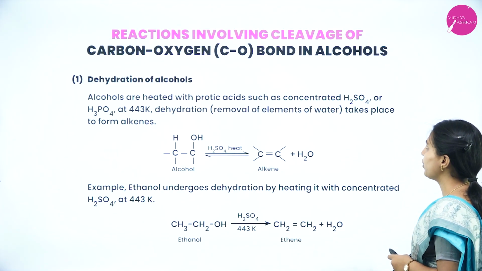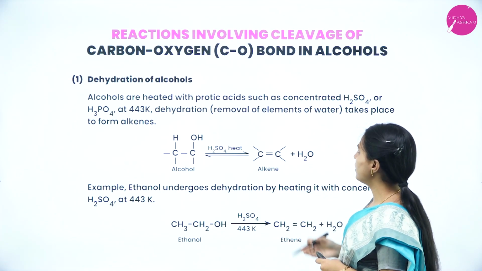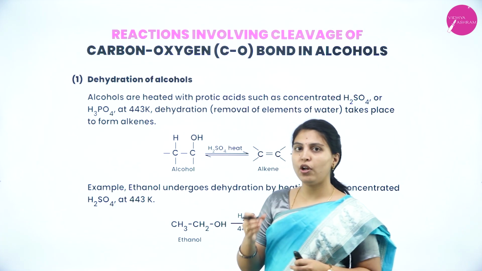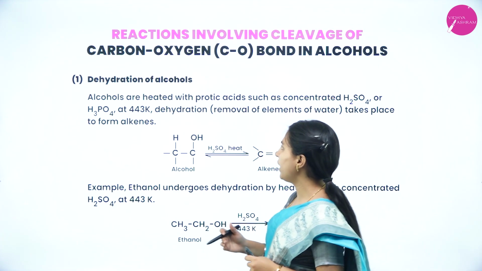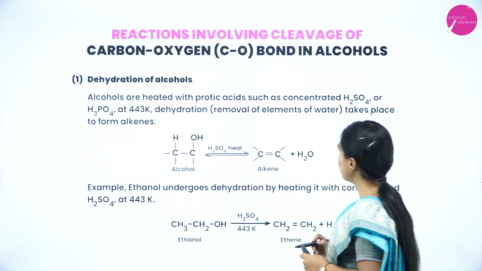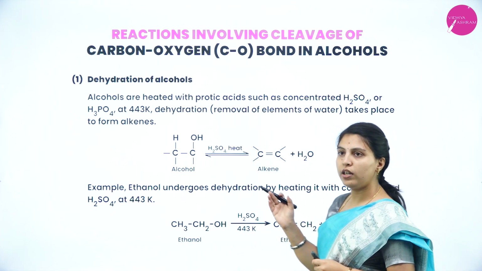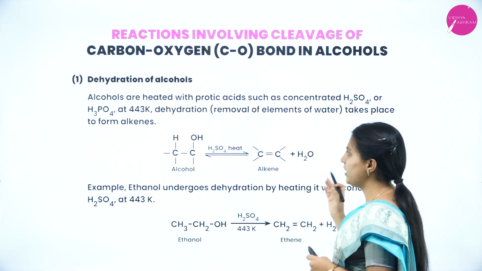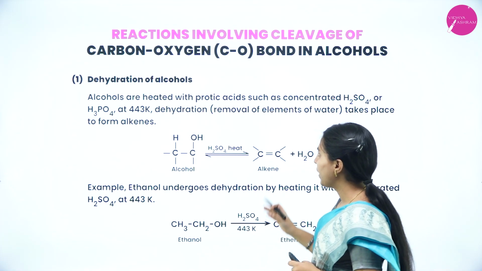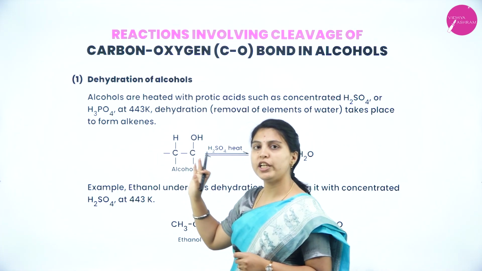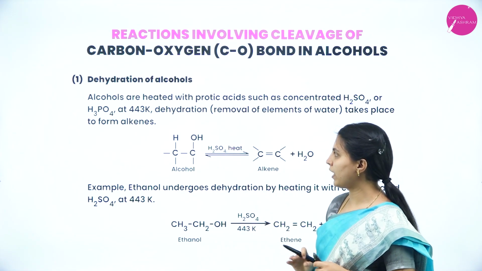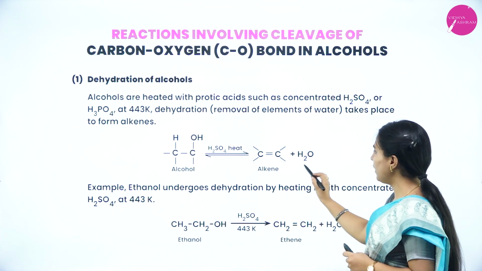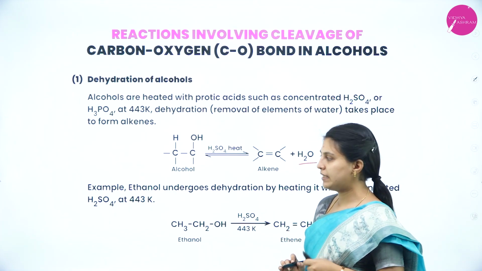First we will see reactions involving cleavage of carbon and oxygen bond in alcohol. Dehydration of alcohols means the removal of water molecule from alcohols. Alcohols are heated with protic acid such as concentrated H2SO4 or phosphoric acid at 443 Kelvin. Dehydration takes place to form alkenes. If we remove water molecule by using protic acid like H2SO4 or phosphoric acid, dehydration takes place and it will form alkene. See here, removal of water molecule can be seen.